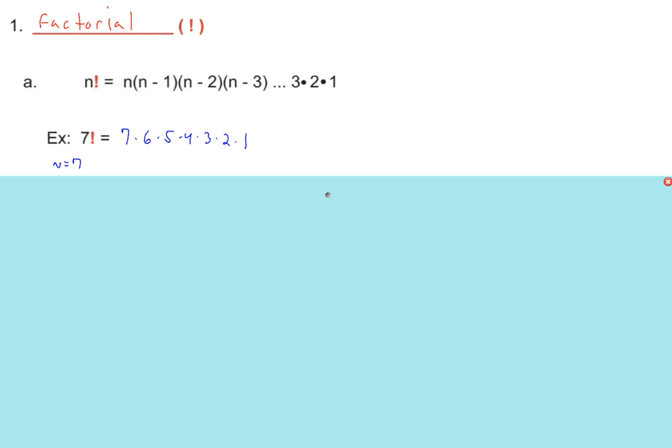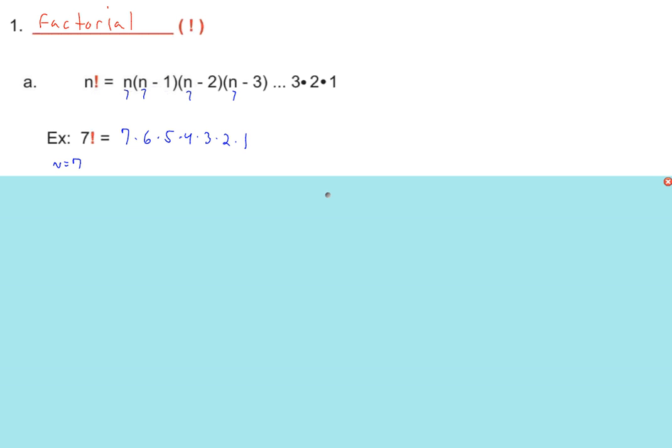Remember, the top part there is just to care for any factorial. But to see how it would work with 7 factorial, you don't need to write this, you can if you want. Each n is a 7, right? So the first number is 7. 7 minus 1, that gives you the 6. 7 minus 2, that gives you the 5. 7 minus 3, that gives you the 4. 7 minus, etc. You keep going until you get all the way down to 1.